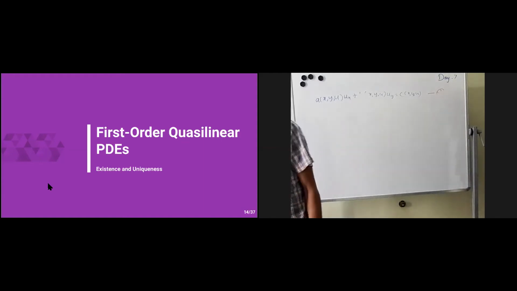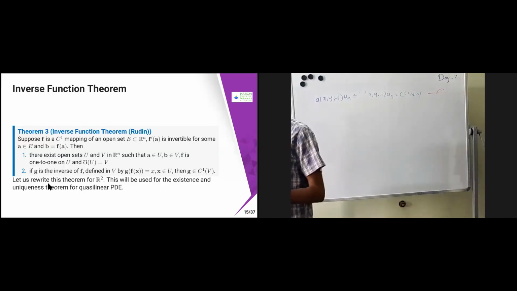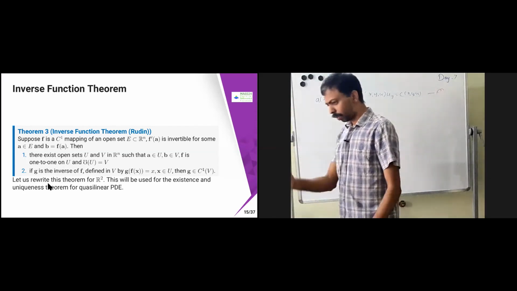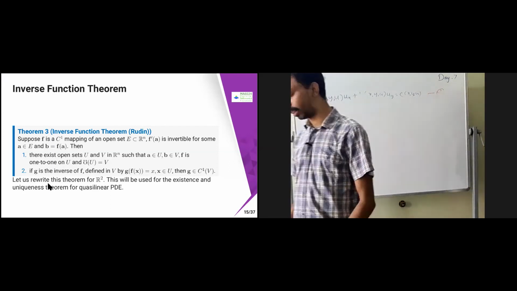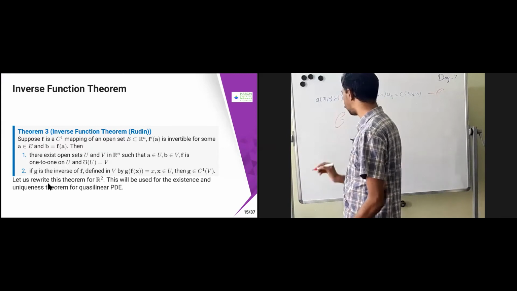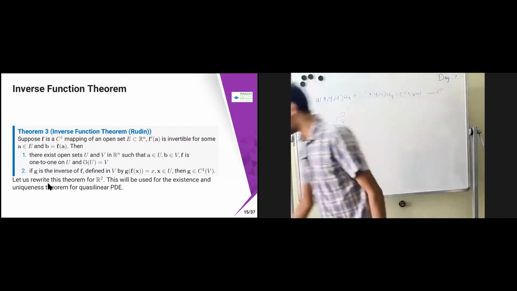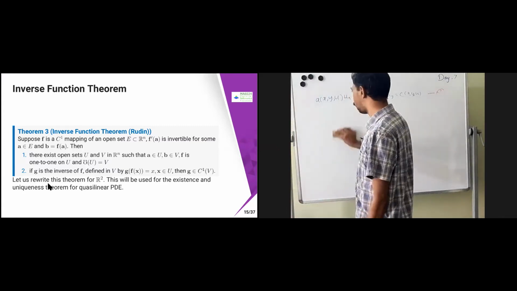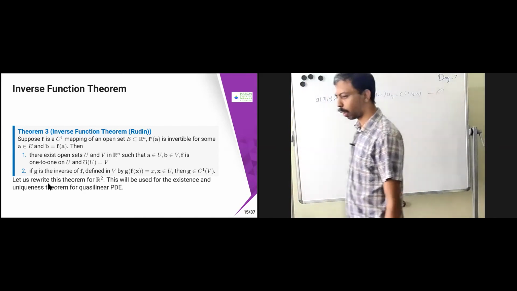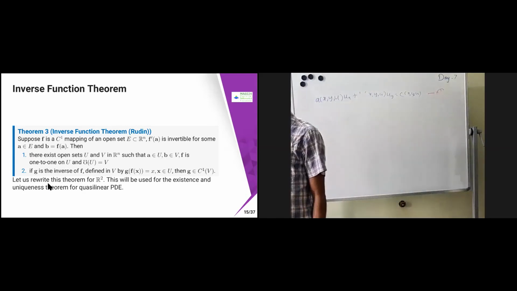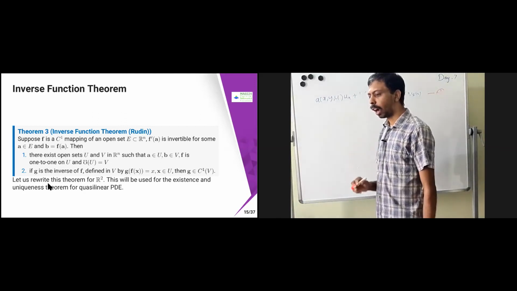I'll just state that as it is from the Rudin book. Suppose F is a C1 map. C1 means continuously differentiable. Suppose F is a C1 mapping of an open set E, a subset of R^n, into R^n. Suppose F'(a) is invertible for some a in E, and b is equal to F(a).